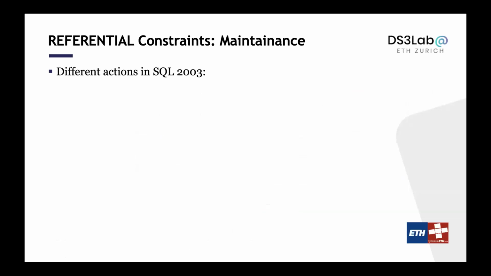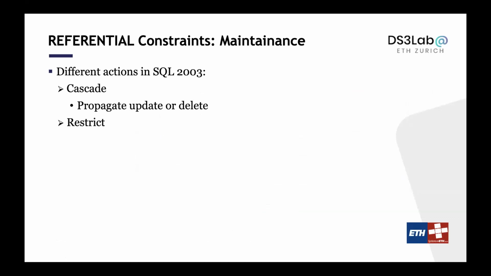So there are actually different types of actions that you can define, at least in SQL Standard 2003, to define this type of automatic maintenance behavior. There are 4 different modes. The first mode is called cascade. It's going to propagate the update or delete. We are going to see one example soon.